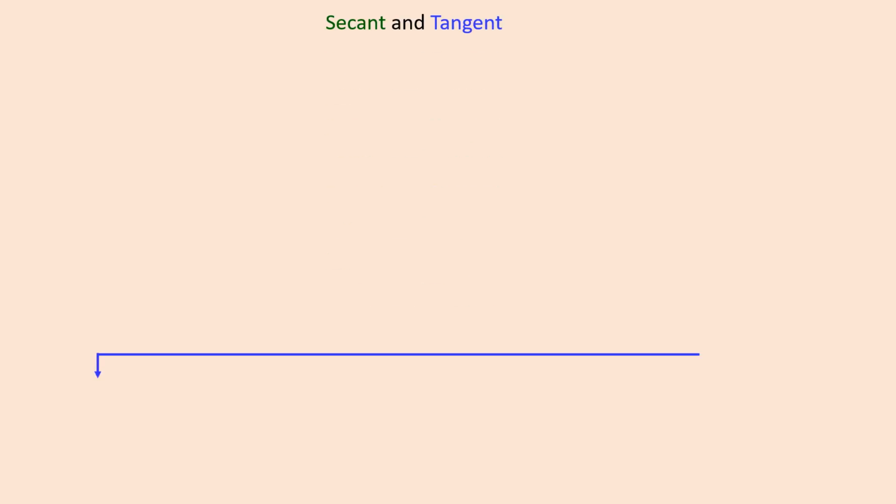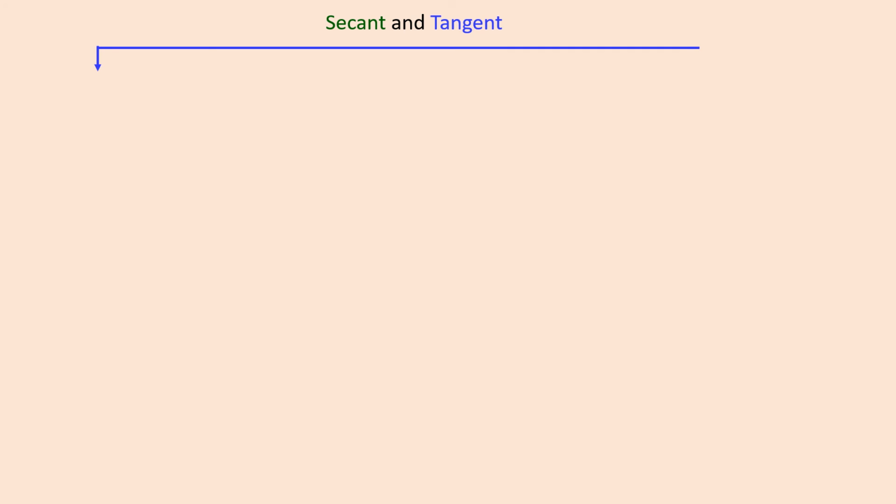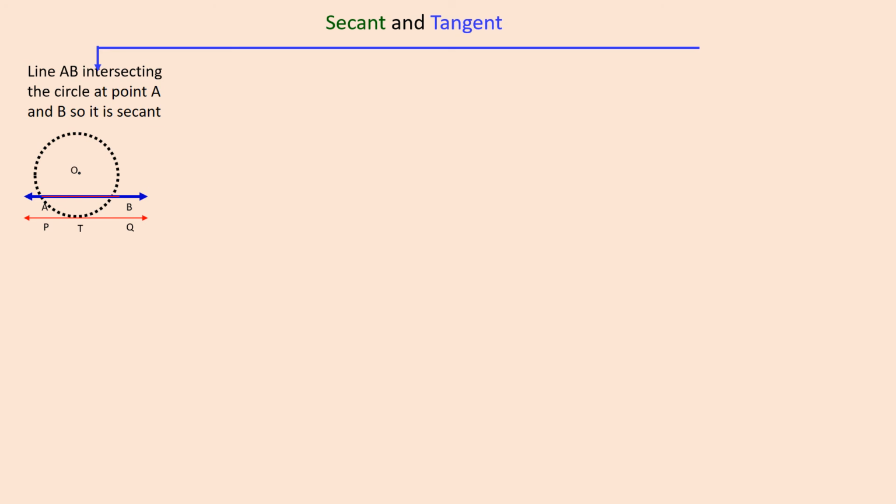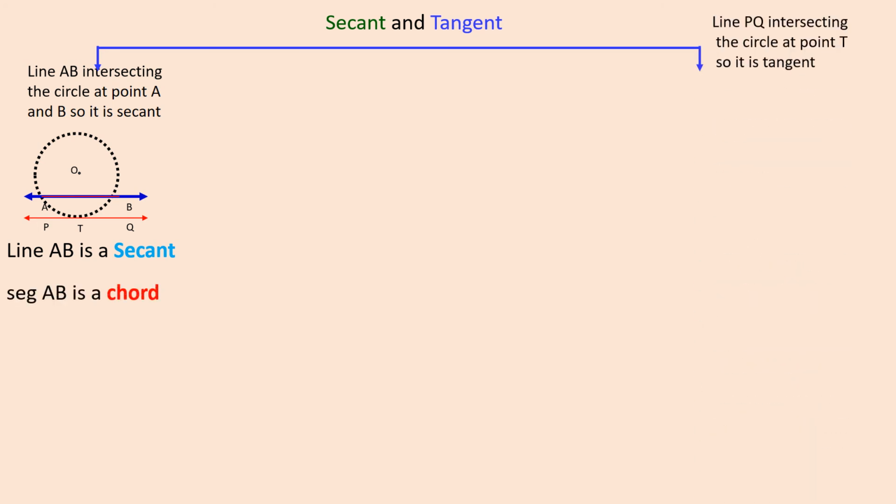Let us see the classification part of whatever things we have done in this video. So first, a line intersecting the circle at points A and B is called a secant. So line AB is a secant. Let us see about the other part here. A line intersecting a circle at point T is called a tangent. As you see in the diagram, line PQ is a tangent to the circle at point T.